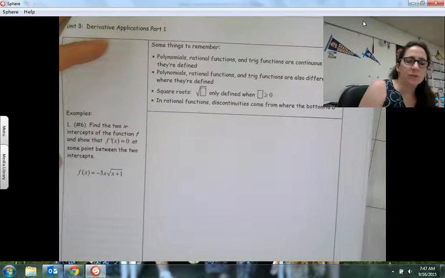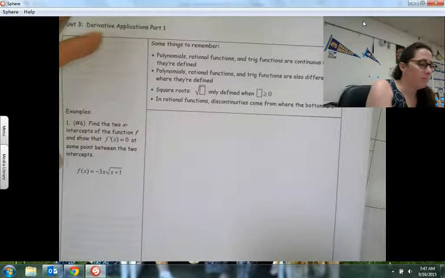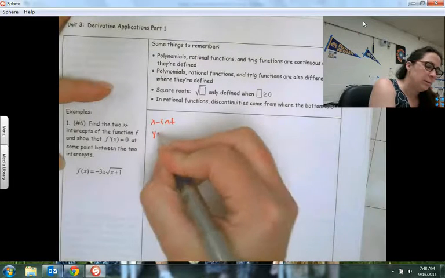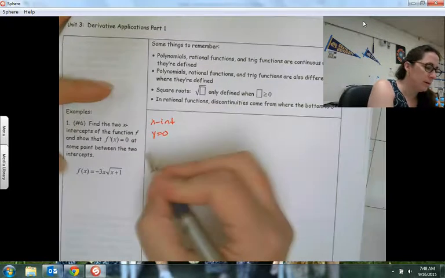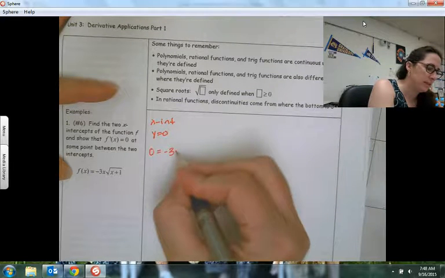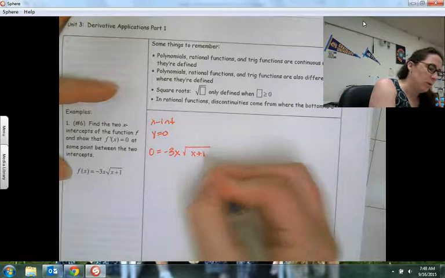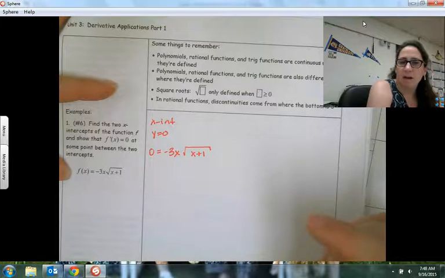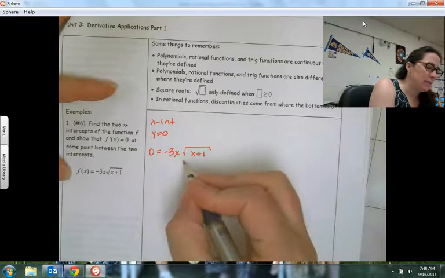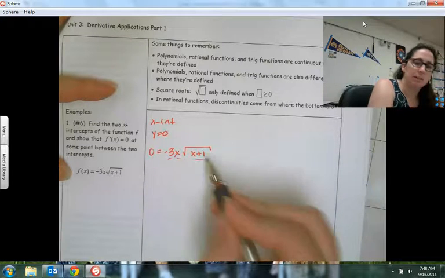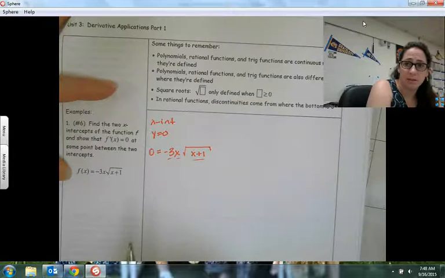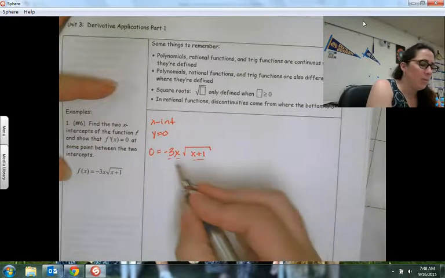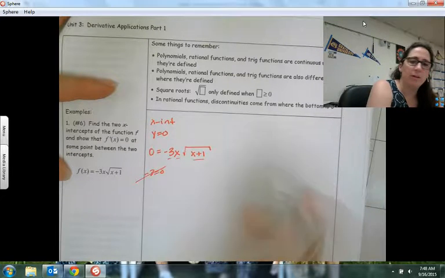It says first find the two x-intercepts. Okay, so remember x-intercepts are going to be where y equals 0. So I'm going to set my equation equal to 0. This is just old algebra 1 stuff. So we have our zero product property, which says that when I have multiple things set equal to 0, I can set them each equal to 0. This only applies when they're set equal to 0. Okay? Well, -3 will never equal 0. I don't have to worry about that.